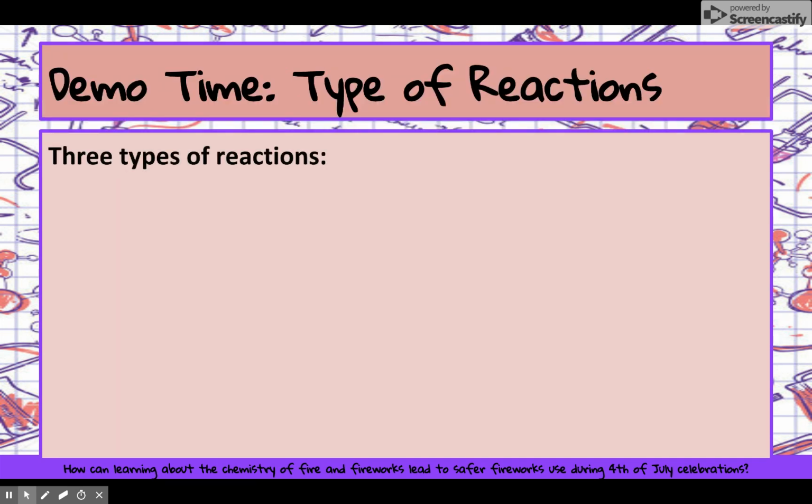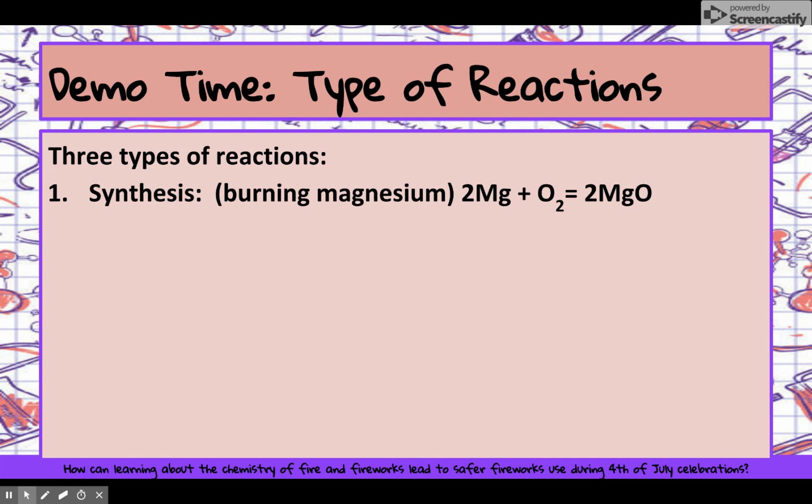So, if you're in class today, you get to see a demonstration of the 3 main types of reactions. The first main type of reaction is a synthesis reaction. The synthesis reaction we're going to do in class today is burning magnesium. The reaction equation is 2 magnesium elements plus oxygen gas, which is always written O2, will yield 2 molecules of MgO, which is magnesium oxide. Synthesis means put together. In this case, magnesium and oxygen get put together for magnesium oxide.